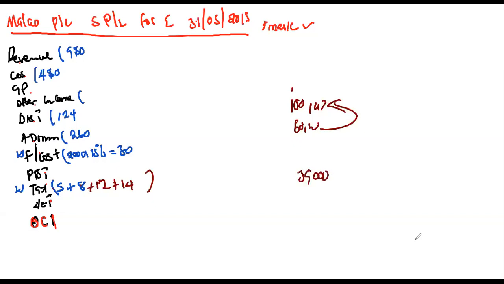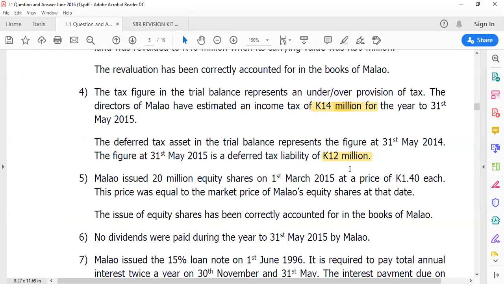The other alternative for tax could have been something like this. Let me show a working here. Let's do a working for tax, so that I show the other alternative for how you could have done it. Remember, I've got estimated is 14, and then deferred tax liability at the date of close is 12. Okay, let's go to the trial balance figure and see the opening tax.